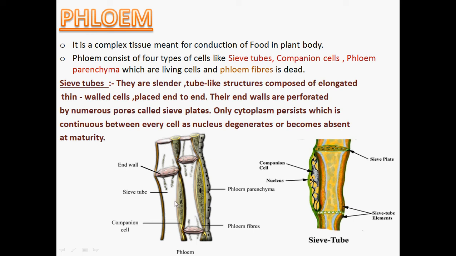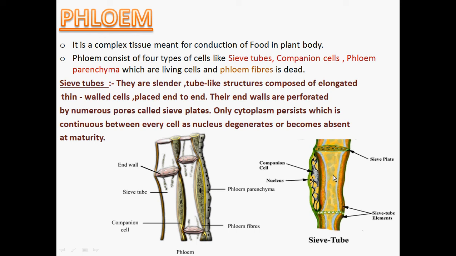In this, the sieve tube cells are placed one above the other and their end walls are perforated by numerous pores. You can see in this figure, this is what you call the sieve plate, in which there are certain perforations or pores. We mean to say the perforation is a certain kind of pore. So in this sieve plate, there are certain pores which make the cytoplasm continuous. So you know, in any cell there is cytoplasm.